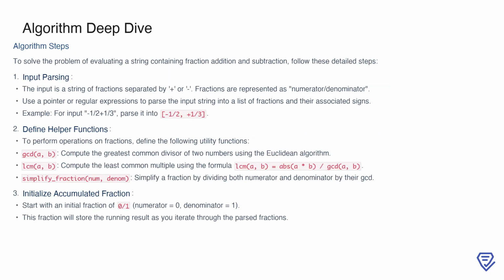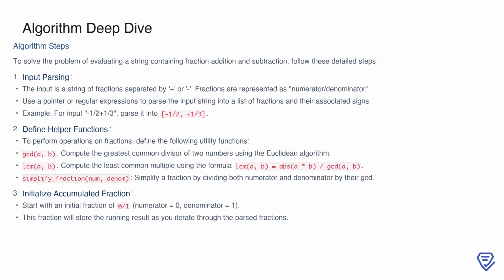To tackle the problem of adding and subtracting fractions from an input string, we break the solution into structured steps. First, we need to parse the input string, which contains fractions separated by plus or dash. These fractions are expressed in the format numerator/denominator. Using either a pointer or regular expressions, we can systematically extract these fractions along with their respective signs. For instance, the input -1/2 plus 1/3 would be parsed into a list like -1/2, plus 1/3.